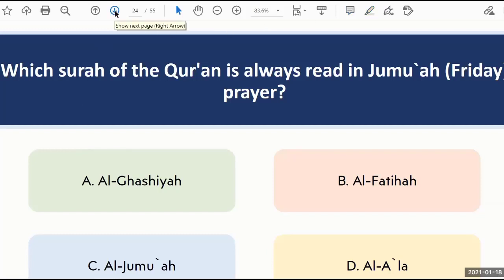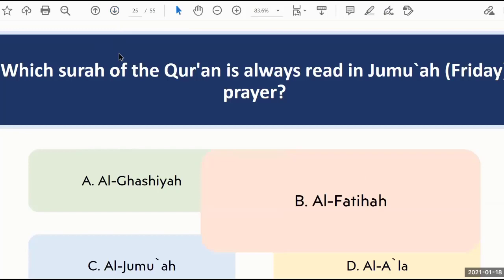Yes, Assalamu alaikum. Walaikum salam. It is Al-Jum'ah, Surah Al-Jum'ah. Jazakallah for your answer. Let's see if that's right. The correct answer is B, Al-Fatiha. But Jazakallah for trying. The next question.